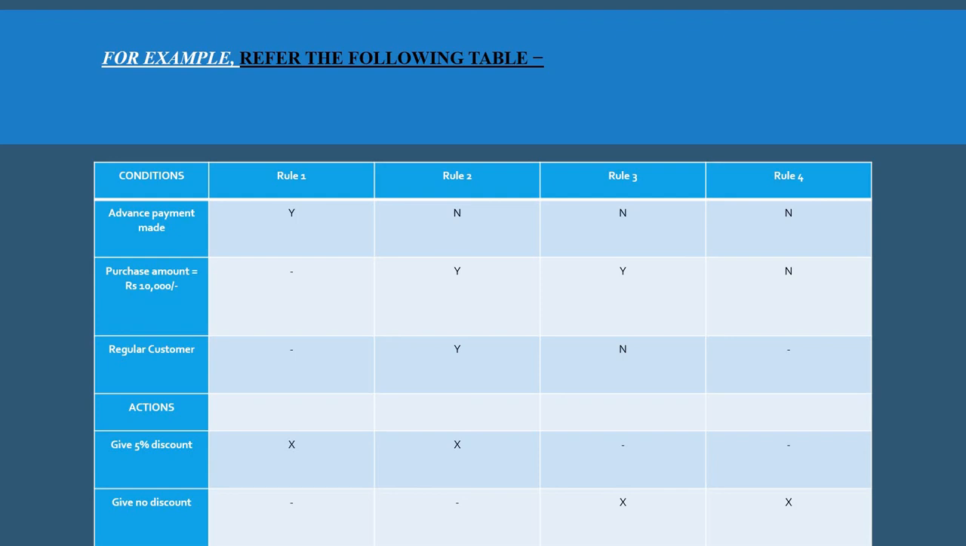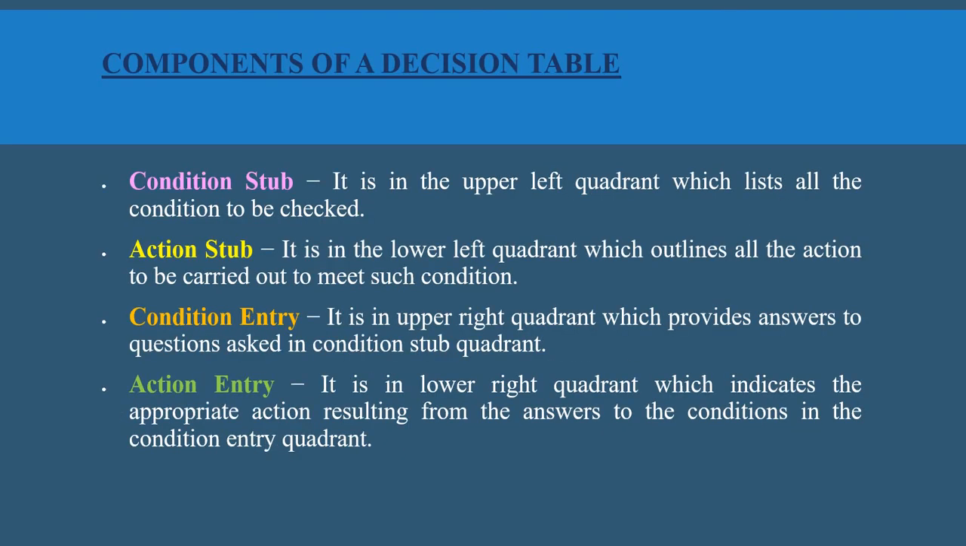I forgot to include one diagram here, but you can refer to the material that I've uploaded beforehand. All right, we will see the components of a decision table.